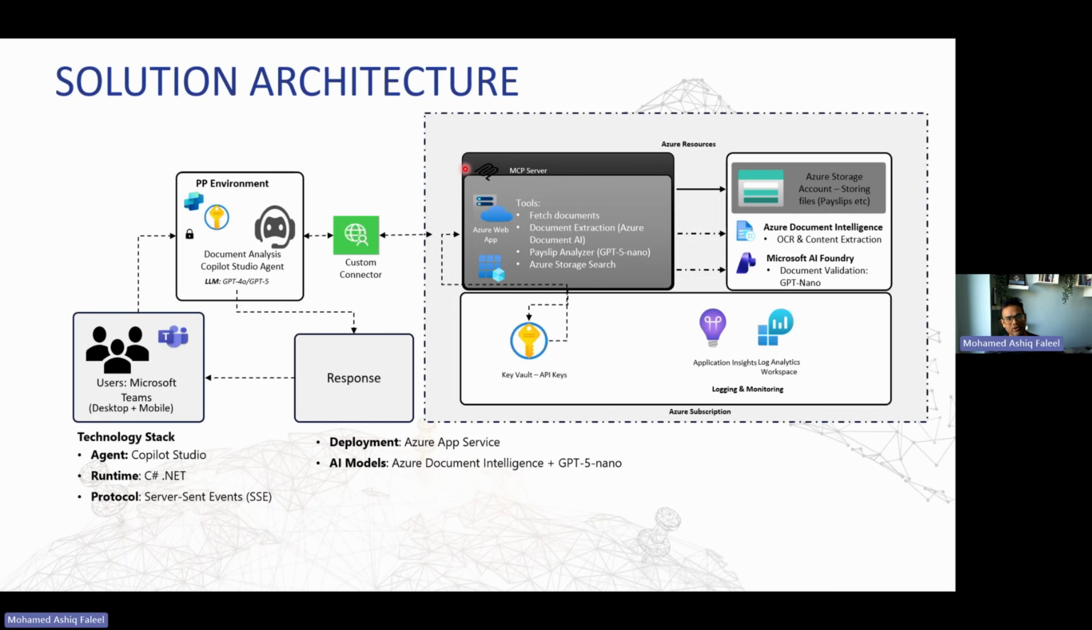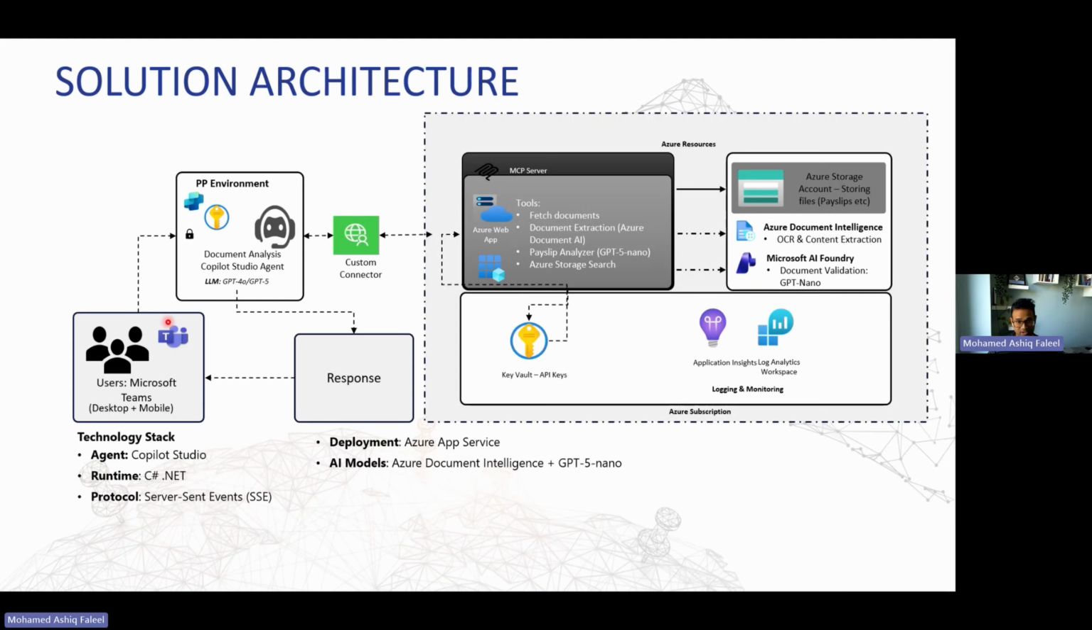On a very high level, this is what the solution architecture looks like, which is what I'm going to demo. On the left side we have a Copilot Studio agent, which is created in a Power Platform environment, and it has its own large language model, GPT-4 or GPT-5. You can use whatever large language model you like.